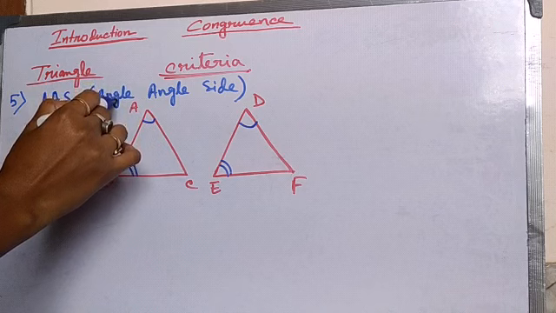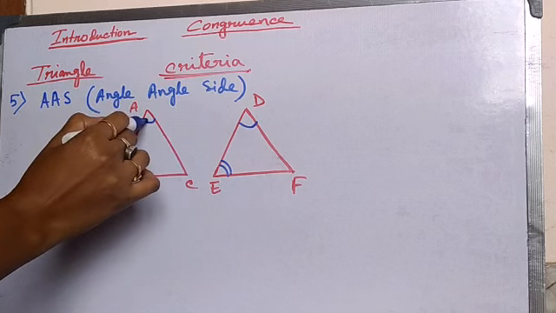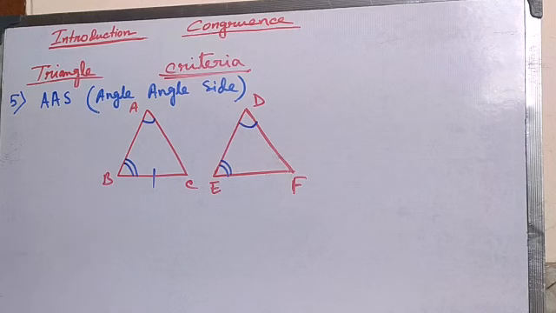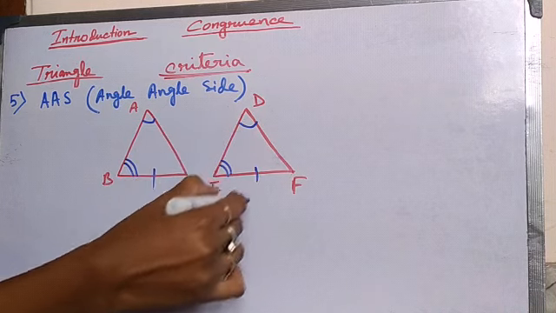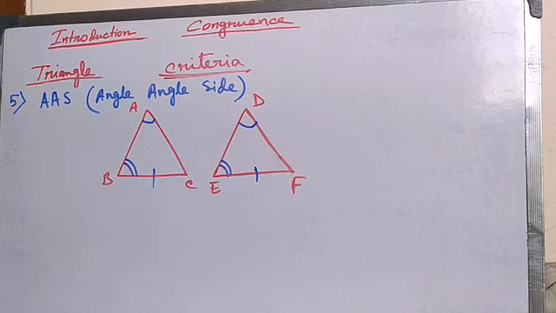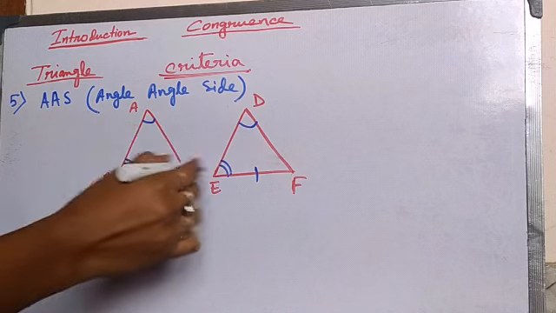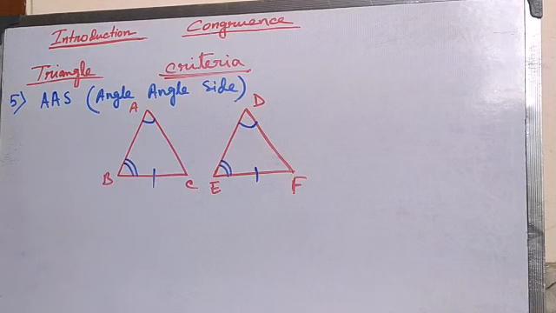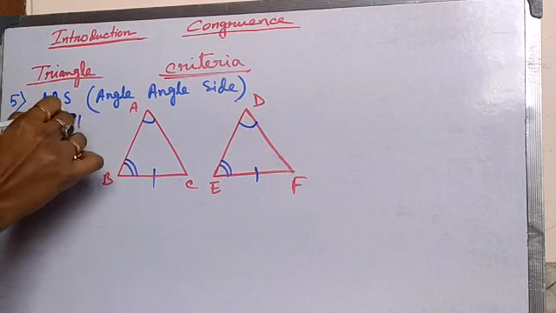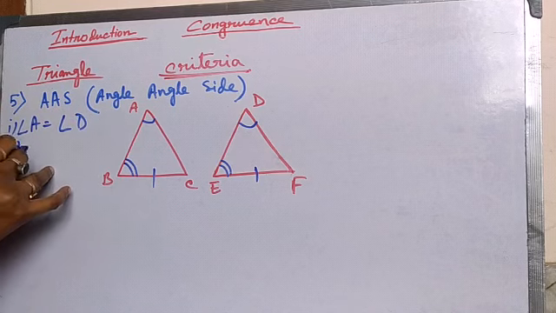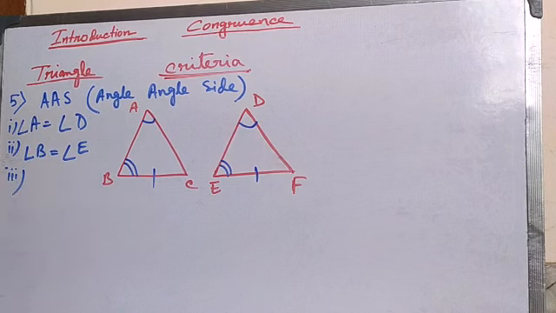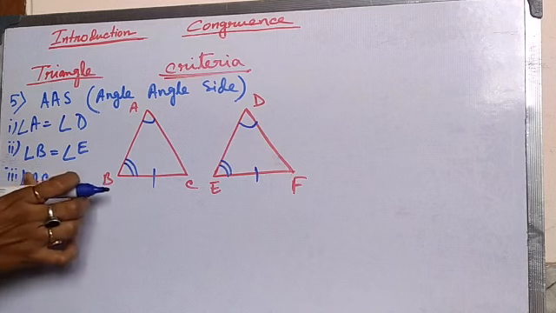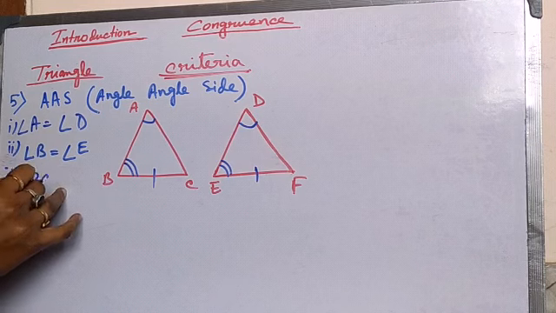So first angle, then again angle, then side. The side is not included in between the two angles. So here also angle and this side. Then we can say that these two triangles are congruent by the angle-angle-side property. Number 1, angle A equal to angle D, number 2, angle B equal to angle E, and number 3, BC equal to EF.